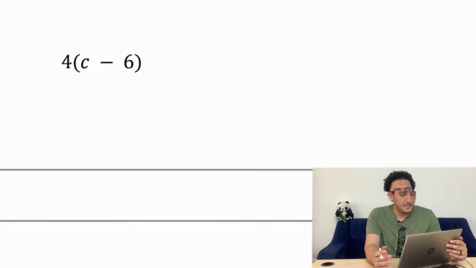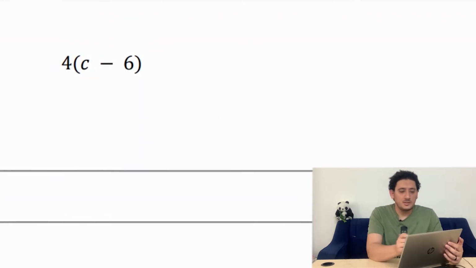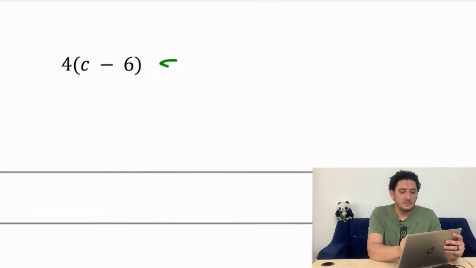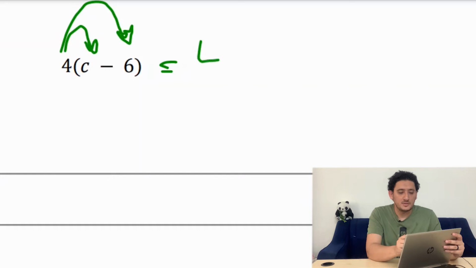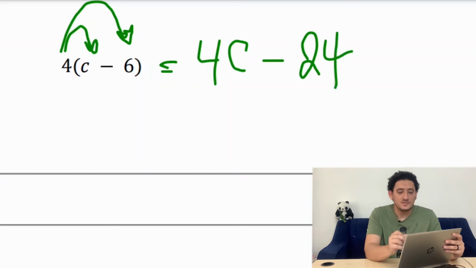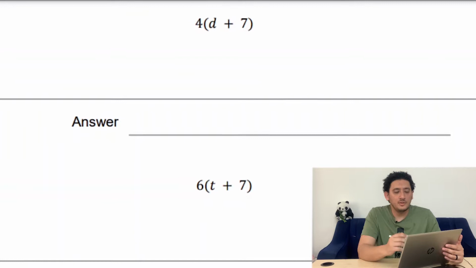The second one, 4 multiply c minus 6. Of course, we will multiply 4 by c and 4 by 6. 4 by c is 4c. 4 by 6 is 24, and you have to take care, there is a negative sign, so it's 4c minus 24. Now it's your turn. Expand the following expressions, pause the video, solve it, write the answers in the comments.